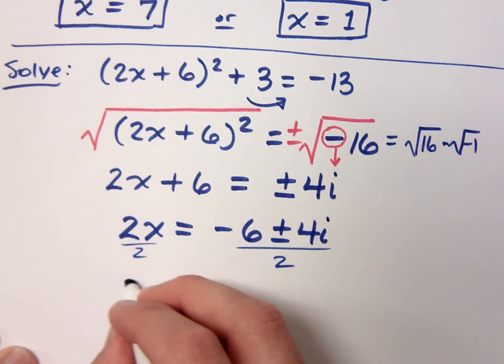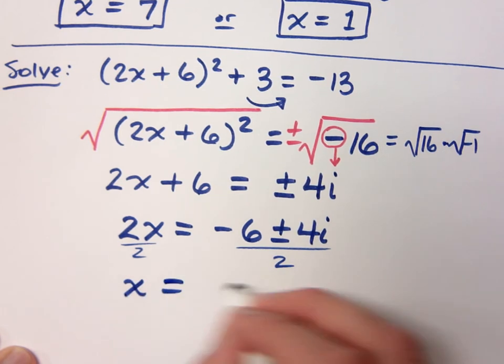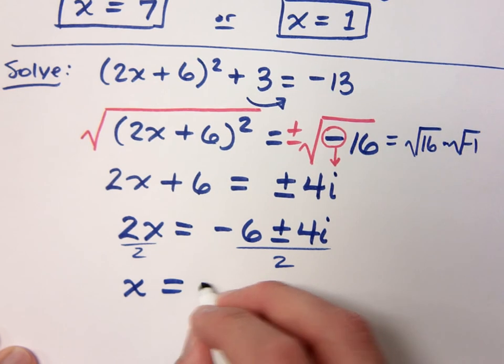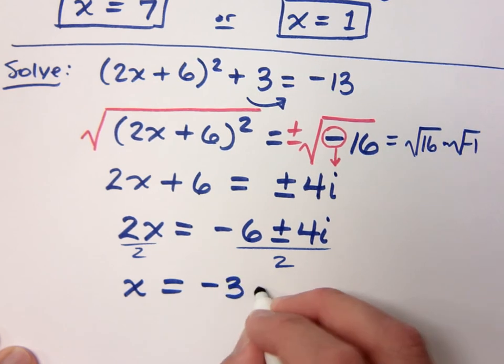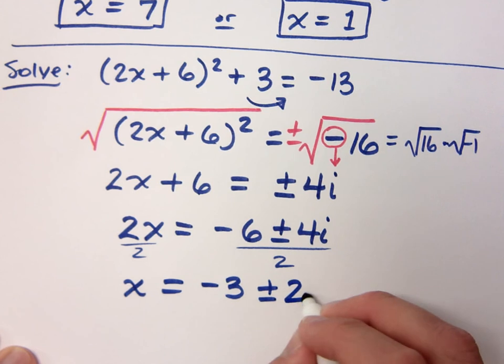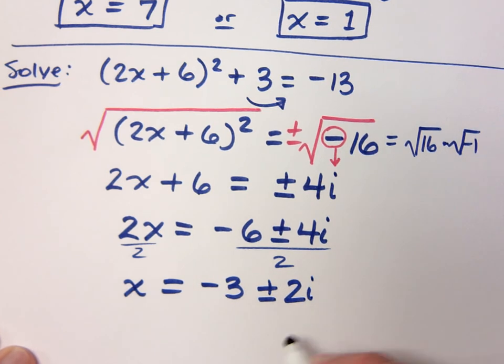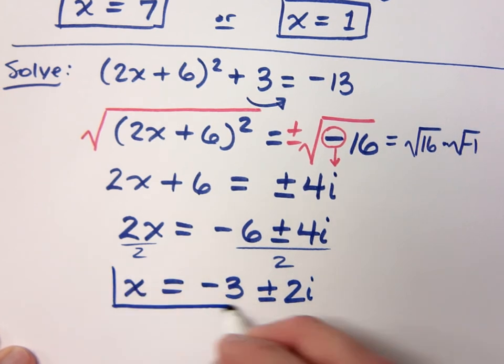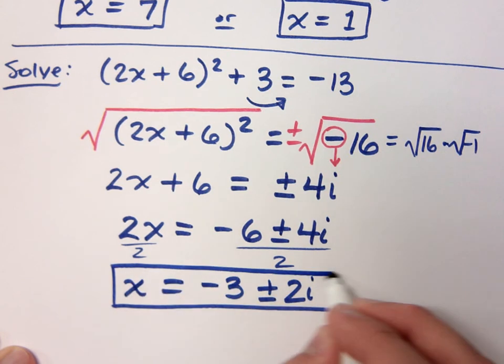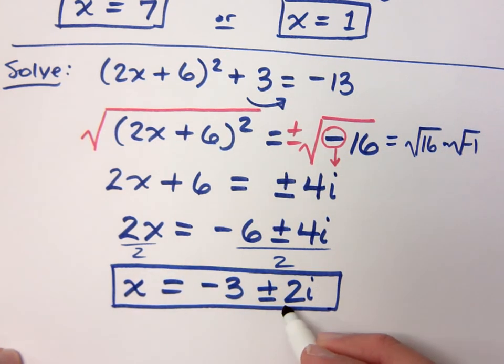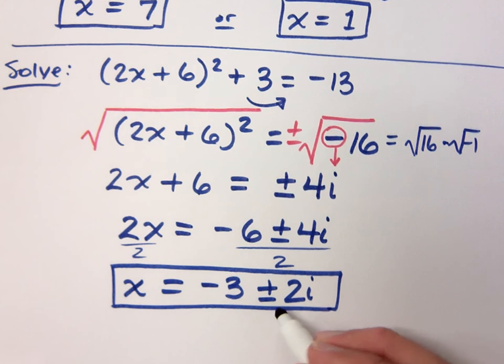Everybody. So what does x equal? Negative 3 plus or minus 2i. Do y'all agree? Now, I can box this guy because this is imaginary, this is complex. If I separate it, nothing else happens. And if you don't believe me, watch this.